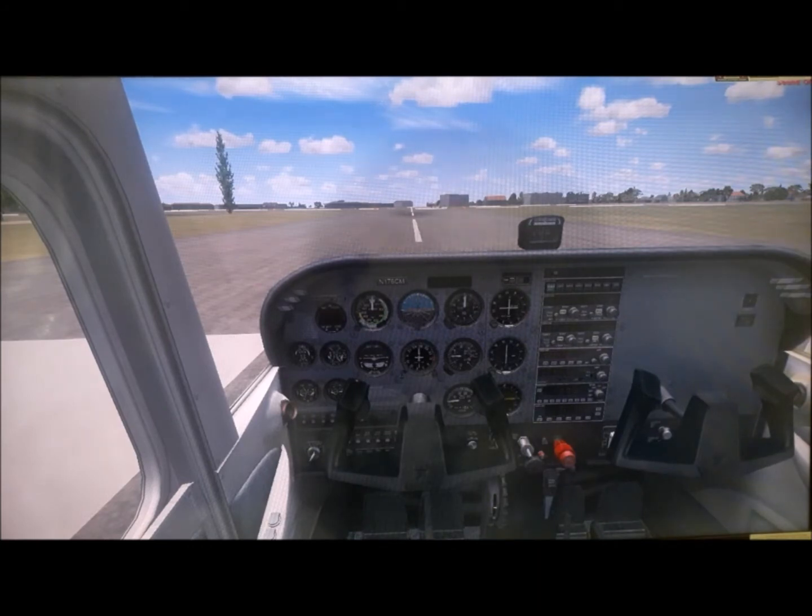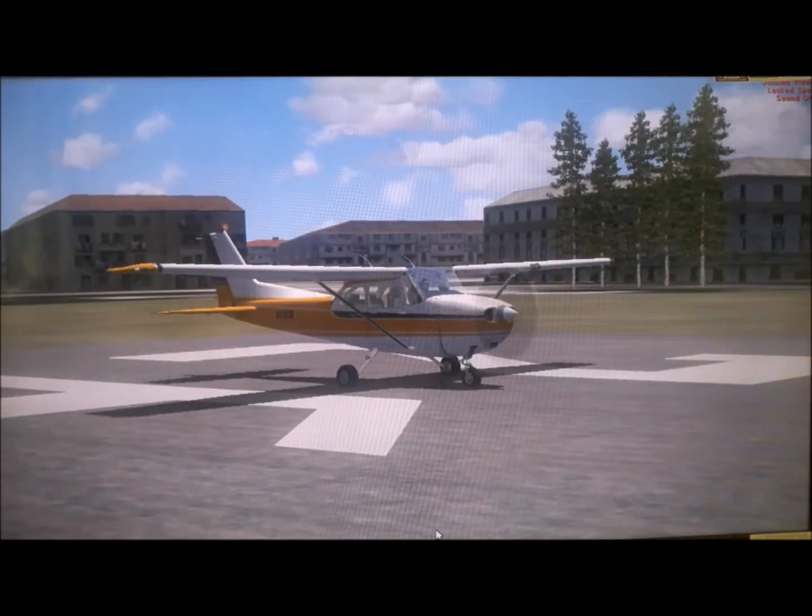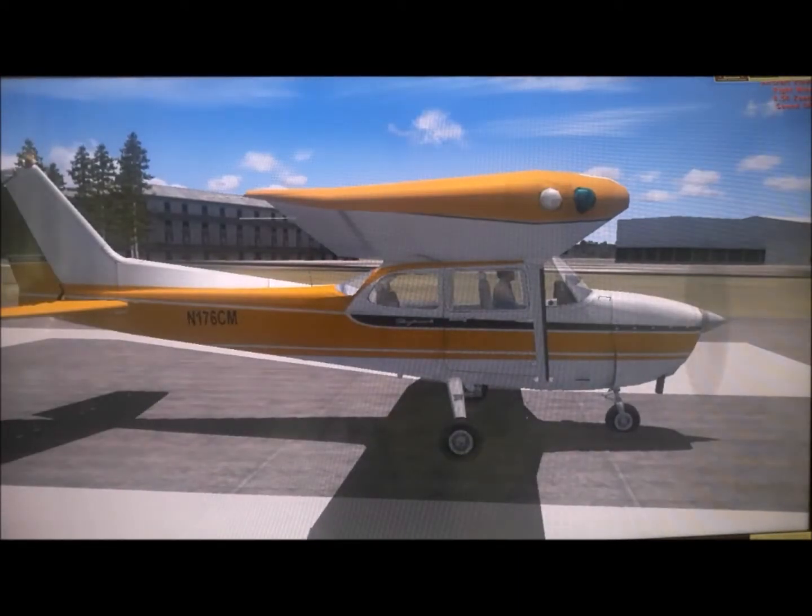Okay, now let us see the plane from outside. See, the propeller is running. This is the engine cowl. The engine is inside, about 170 horsepower BHP. This is called a high wing aircraft because the wing is mounted on the top.